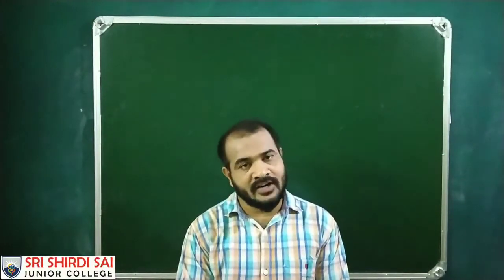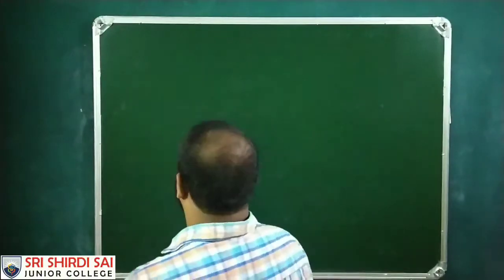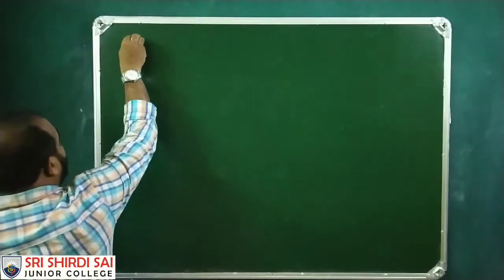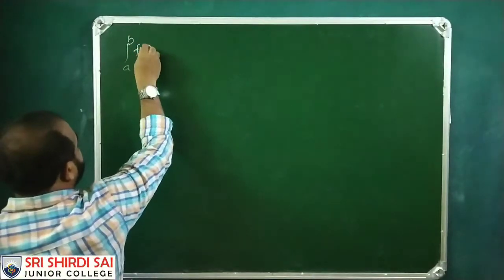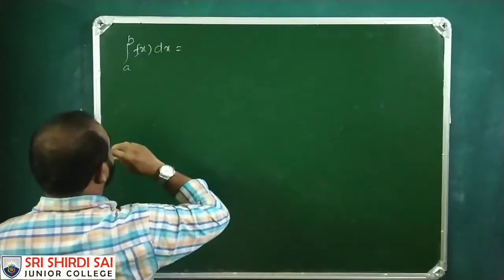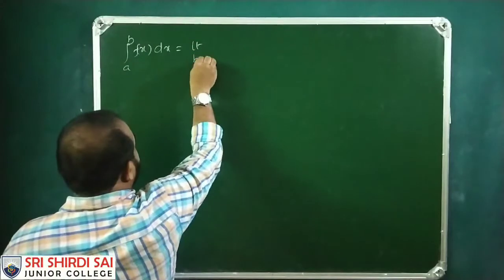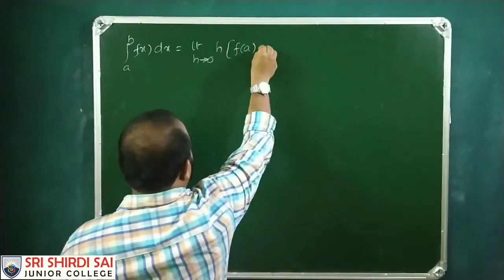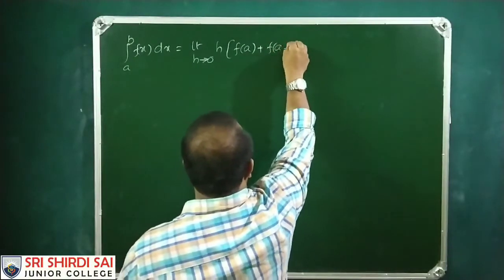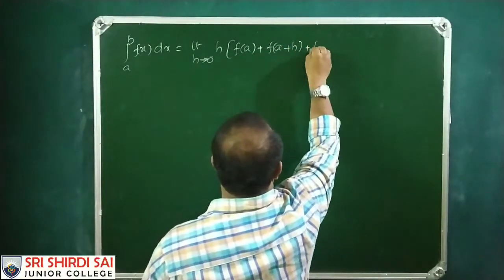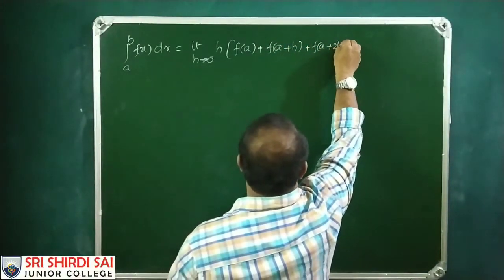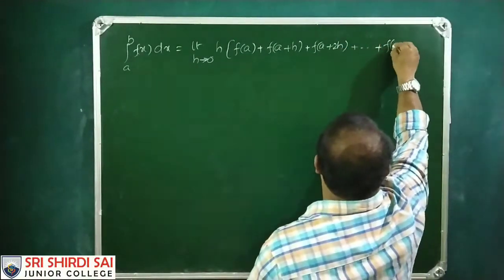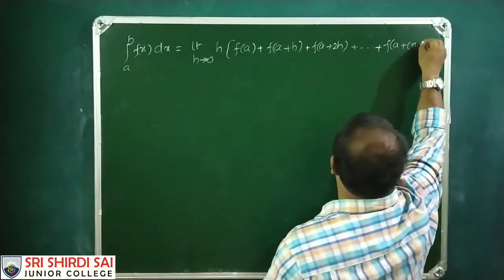So in the previous lecture we have discussed that the integral from a to b of f of x dx is equal to the limit as h tends to 0 of h into [f of a plus f of a plus h plus f of a plus 2h, etc., plus f of a plus (n minus 1) into h].